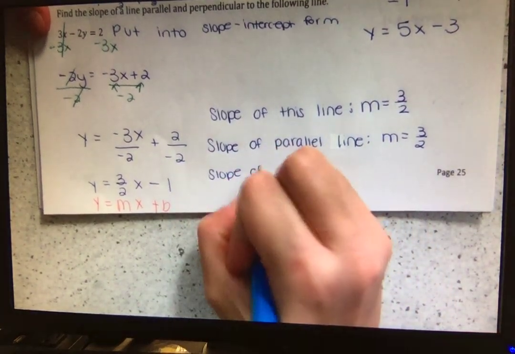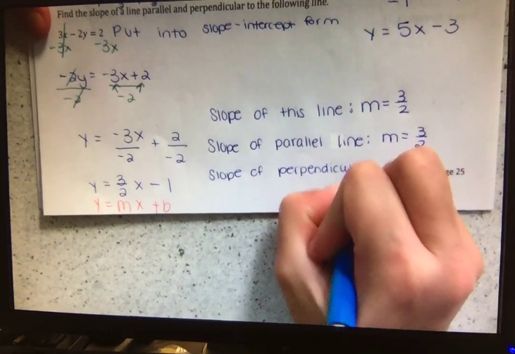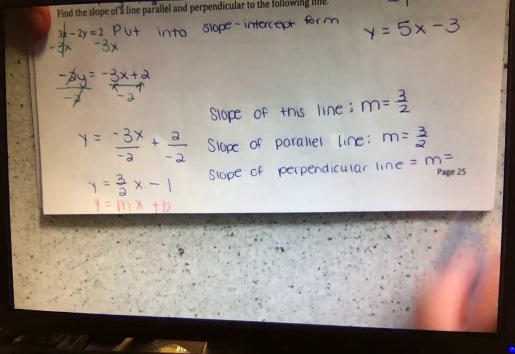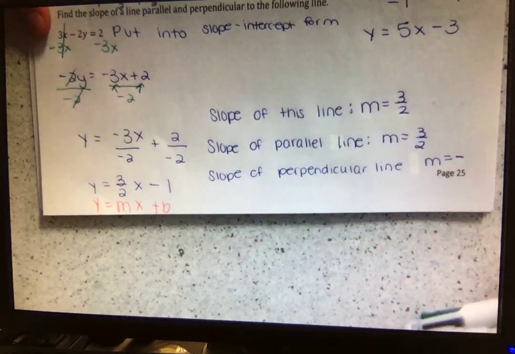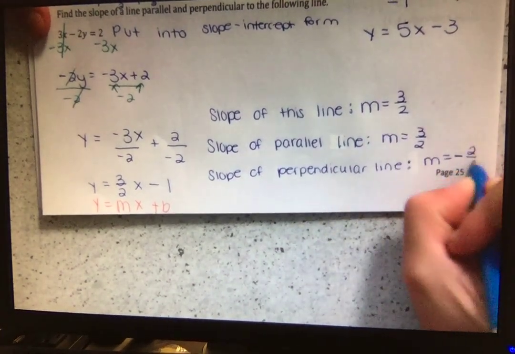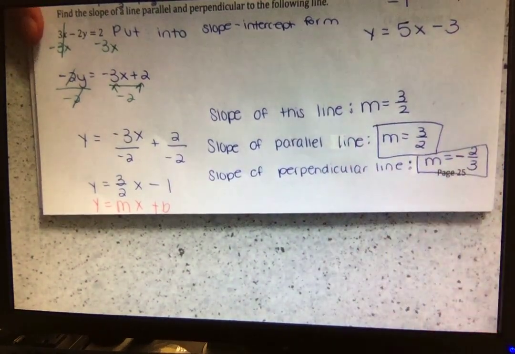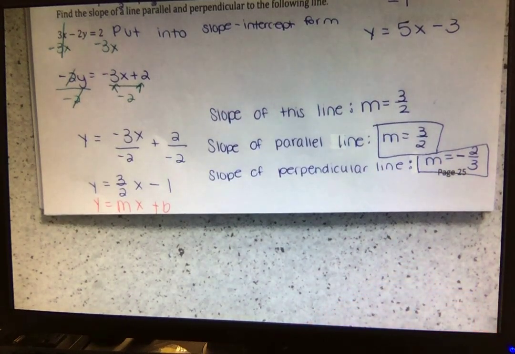And then last but not least, the slope of our perpendicular line. Perfect, negative 2 over 3. Our slope is positive, so our new slope is going to be negative. It's 3 over 2, so our new slope is going to be flipped, so it'll be negative 2 over 3. So those are our 2 answers because it was 2 parts: the parallel line slope and the perpendicular line slope. So that's all the notes for Module 9, Homework 1.